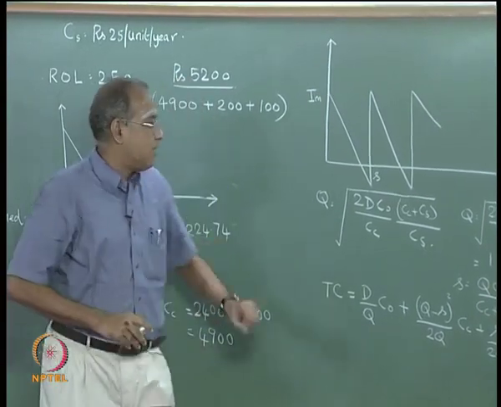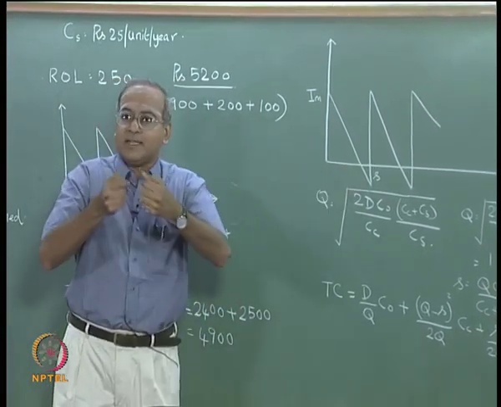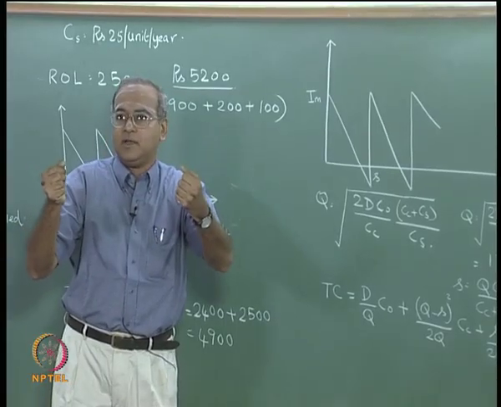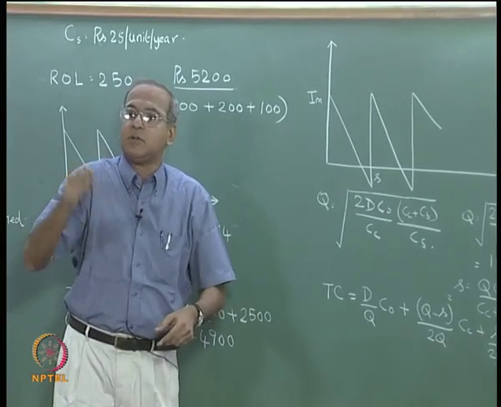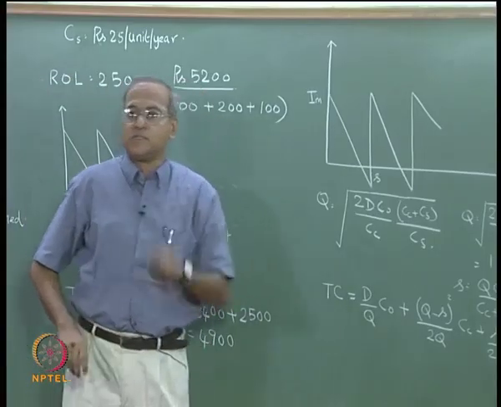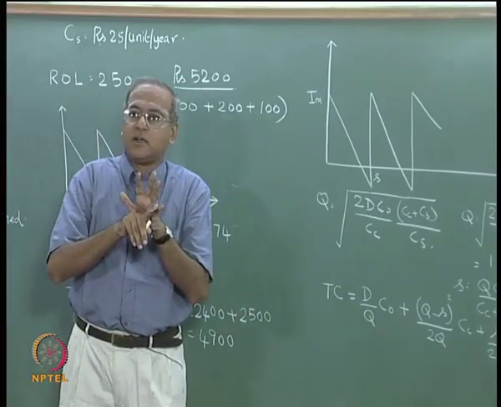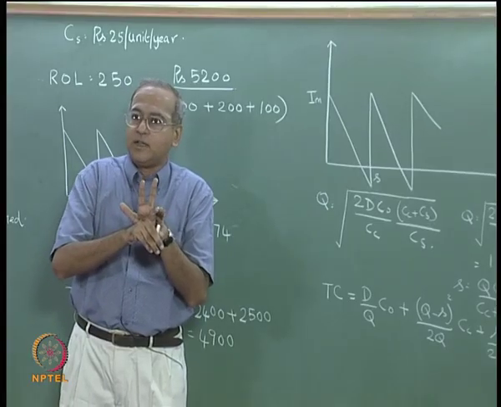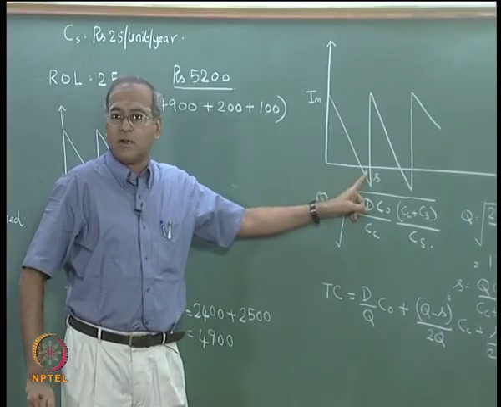particularly when because of the back ordering we are able to increase the length of the cycle and therefore decrease the number of orders per year, and therefore the order cost also comes down. So there is a gain in the order cost, there is a gain in the inventory holding cost, there is a loss in the back order cost.